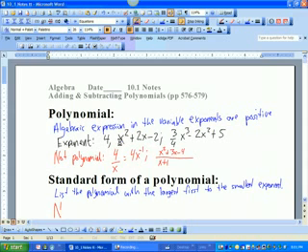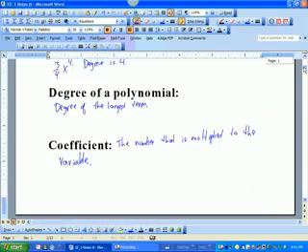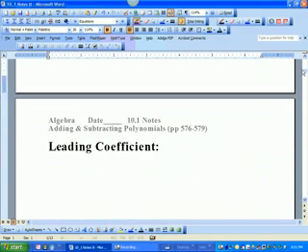In the second example, the first x squared has a coefficient of 1 because it's 1 times x squared. The second term has a coefficient of 2. The last term has a coefficient of negative 2. In the third example, the coefficient of x to the third is 3/4. The coefficient of x squared is negative 2 because the sign goes with the number. And the coefficient of the last term is 5. Now, leading coefficient, that's pretty basic. It's the coefficient of the largest term. A lot of vocabulary here to start with.